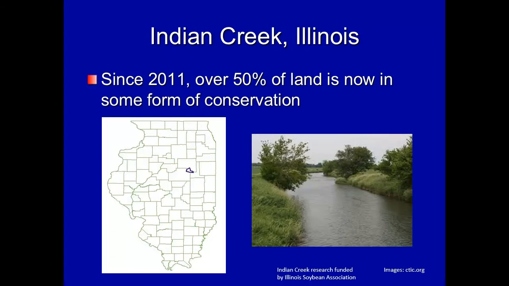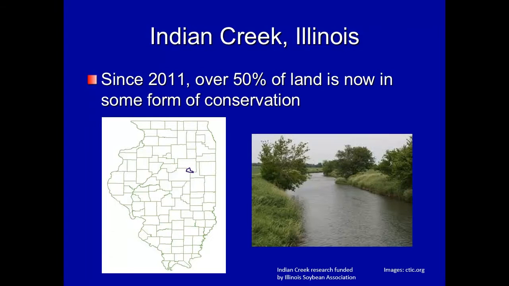A more subjective measure of success could be, I went to a field day there this summer. There were 100 people. This is a small watershed. There were 100 people at the field day. That's also a great measure of success, right? That people are actually invested, they're interested. So by different measures, this is a successful project.